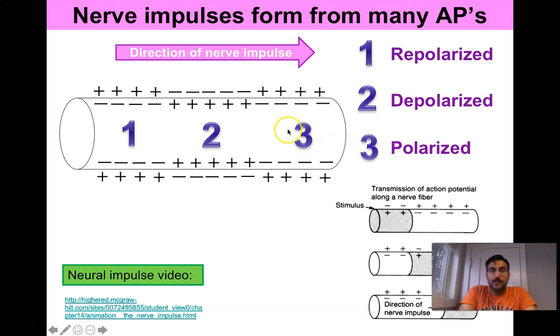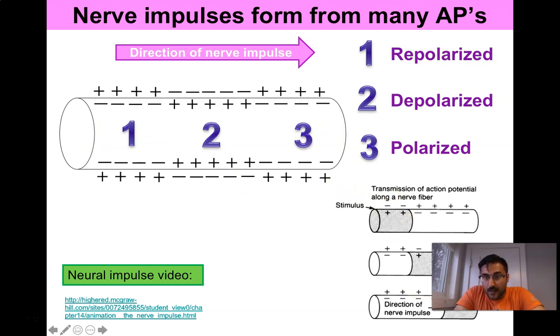It's yet to be depolarized, so it's still polarized. Position 1 has just gotten back to negative 70 millivolts. Position 2 is currently at plus 40 millivolts, and the action potential is currently traveling at that position. And then at position 3, it is still at negative 70 millivolts, and the action potential hasn't reached it yet. So we're moving from left to right.